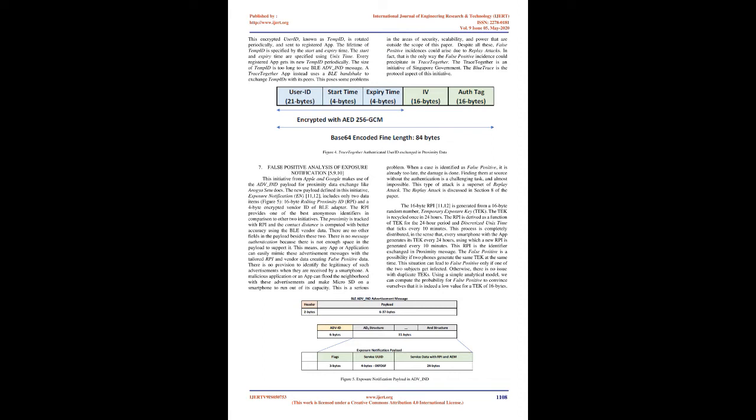6. False positive analysis of TraceTogether. The TraceTogether has well-designed protection against false positive incidences. It uses authenticated and encrypted user IDs. This user ID is unique, and it is assigned to the user or smartphone during registration. The user ID is 21 bytes long, Figure 4.